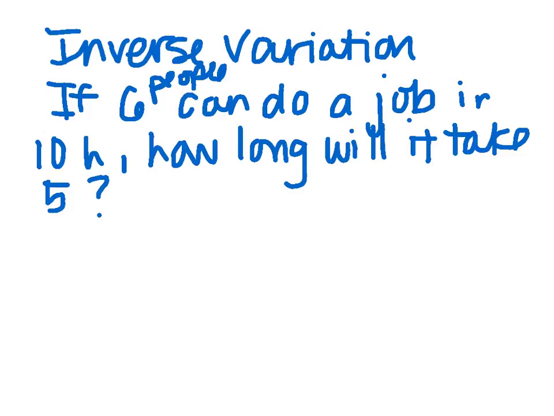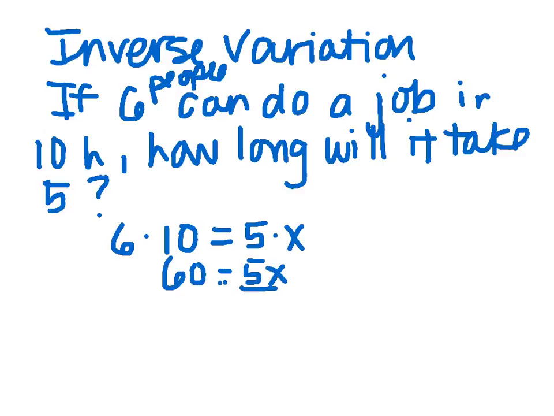So most kids look at this and assume that it's proportion. And it is kind of a proportion. But when you think about it, 6 people taking 10 hours, if there are fewer people, it's going to take them longer. And we have to assume it's the same job. So 6 people working 10 hours each is going to be the same as 5 people working how many hours? 60 equals 5x. So it will take them 12 hours.